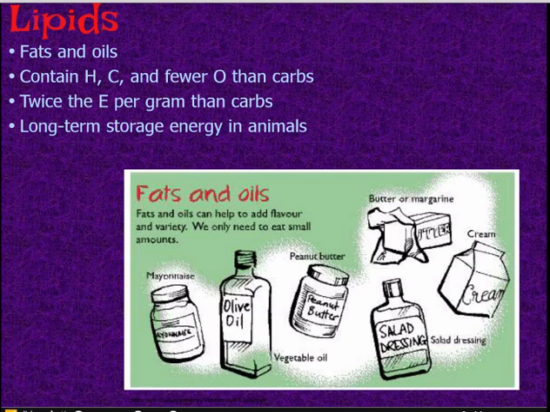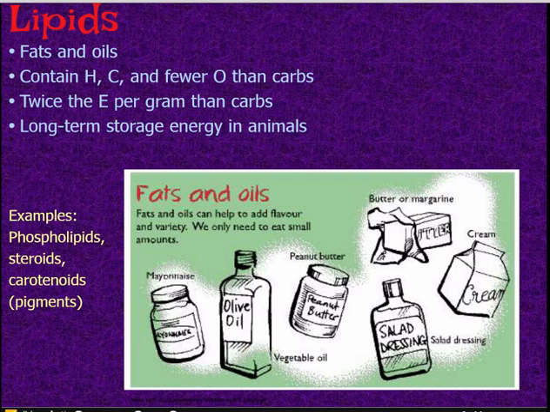The lipids are used as long-term storage energy in animals. The energy is more difficult to access than the energy stored in carbohydrates, so we access it more slowly. Examples, phospholipids, steroids, and carotenoids. I'm not going to ask you about steroids or carotenoids, but I will teach you about phospholipids right at the end.